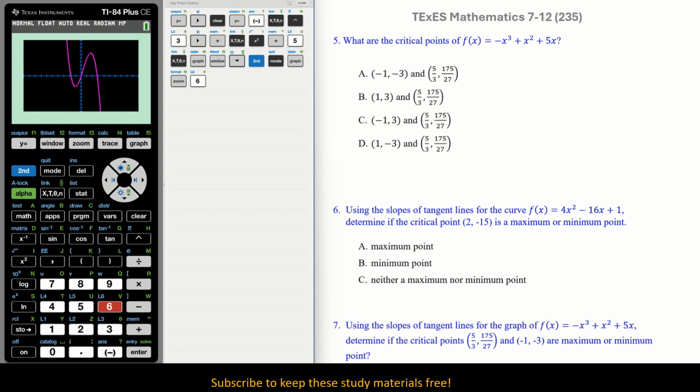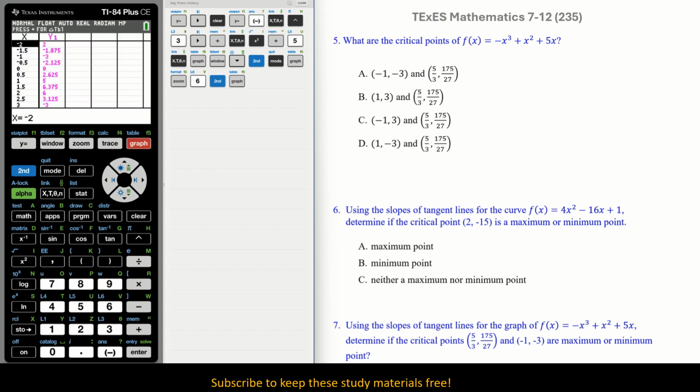Now, what do we have here? I think I'm seeing a minimum. Looks like it's at -1, -3, and a maximum x value somewhere between 1 and 2. Okay, so let's use our table. Second graph to get our table.